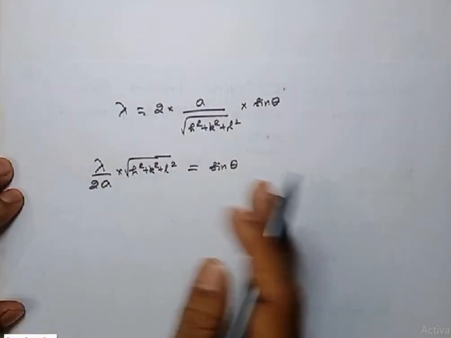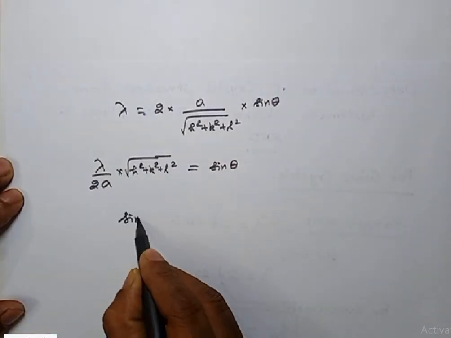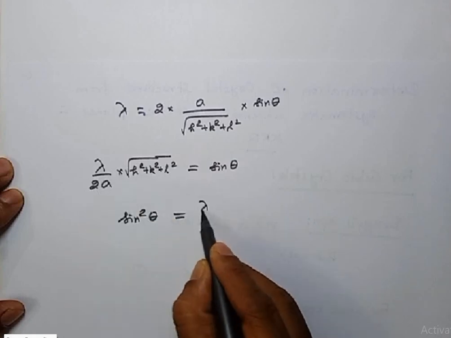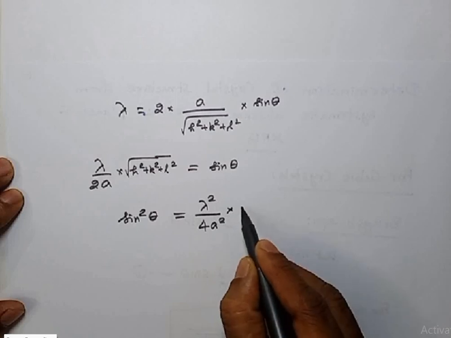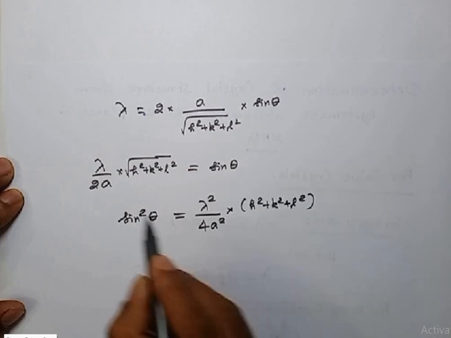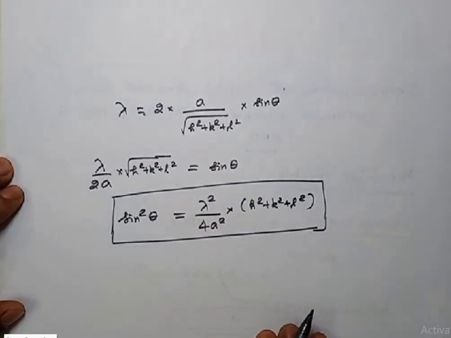Now we take square both sides. On squaring both sides, we can write this as sine square theta is equal to lambda square by 4a square into h square plus k square plus l square. Okay, take note. This is a very important relation.